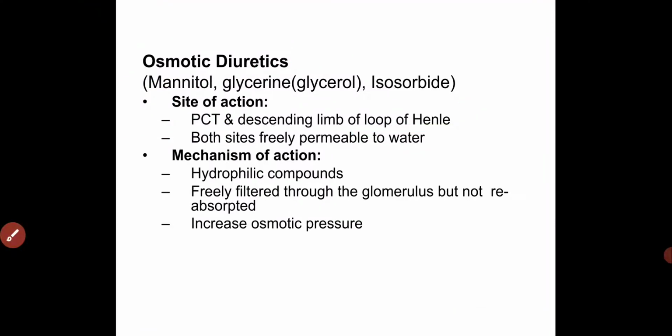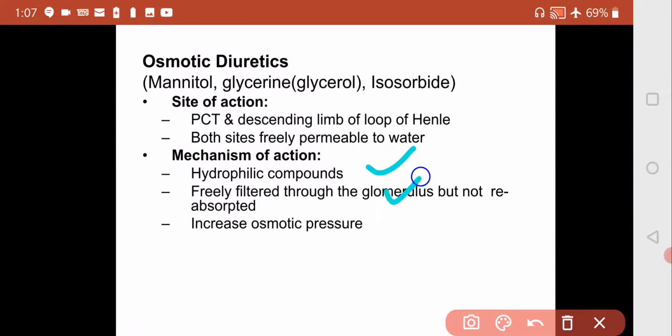Okay, if we want to talk about the mechanism of action, these osmotic diuretics, mannitol, glycerin, isosorbide, are hydrophilic compounds. They are freely filtered through the glomerulus, but they are not reabsorbed, so they are retained in the renal tubules. They are hydrophilic, easily filtered but not reabsorbed, so they remain inside the renal tubule and increase osmotic pressure. With increased osmotic pressure, there is an increase in the urine.